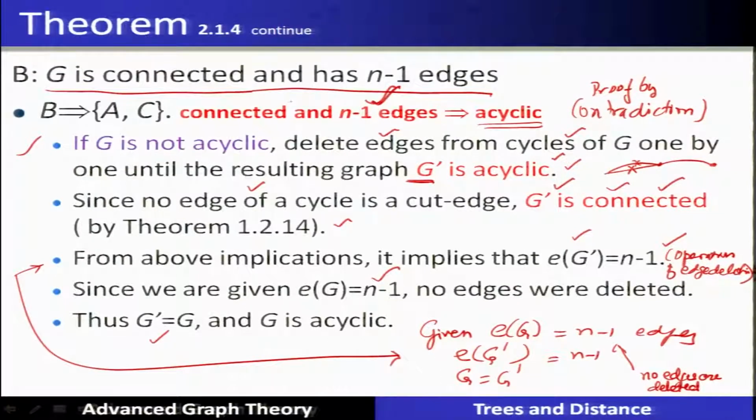Since we assume that this G prime is acyclic. Why? Because we have obtained the acyclic graph by edge deletion. Since no edge is deleted, G prime is acyclic, hence G is also acyclic, hence we have done the proof.